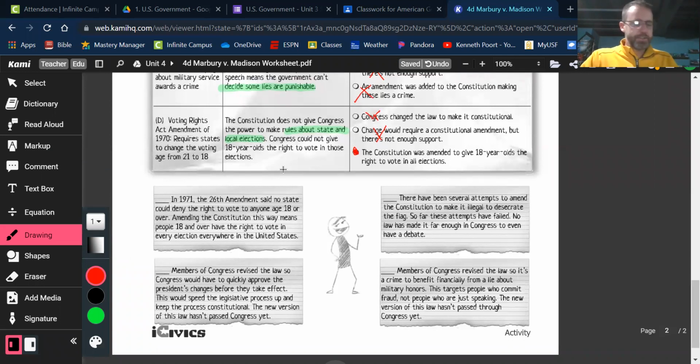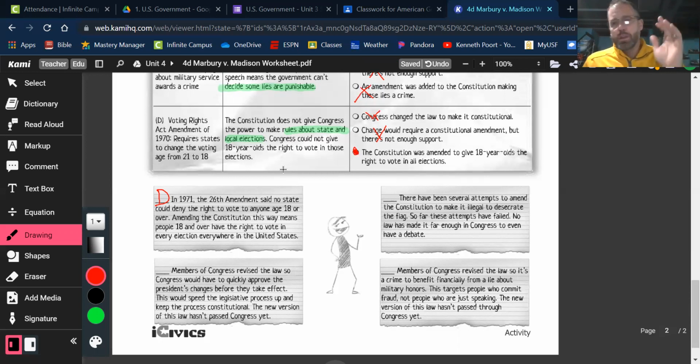Okay, so the bottom part just matches this up. So we can see that D will go here. In 1971, the 26th Amendment said no state could deny the right to vote to anyone age 18 or over. Amending the Constitution this way means people 18 and over have the right to vote in every election everywhere in the United States. So once it's an amendment, now it covers the entire country.